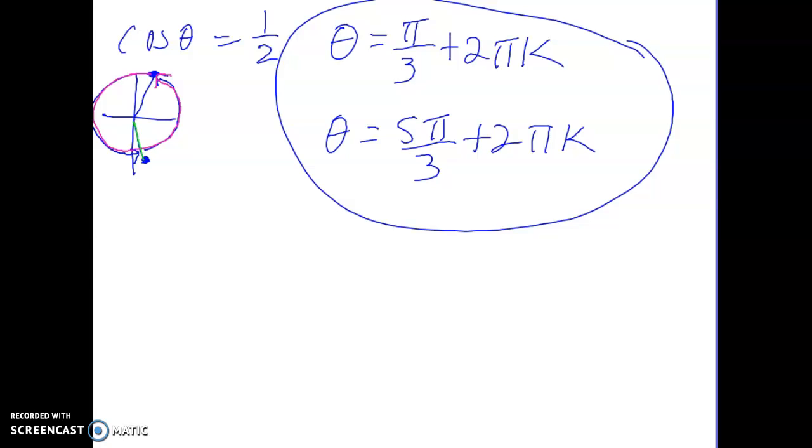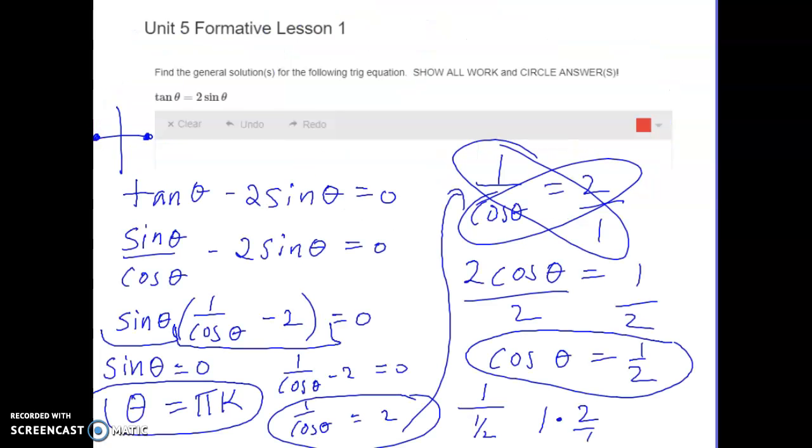Okay, with the previous solution over here, we're using pi k because the distance from 0 to pi and back to 0 again is the same distance. So I can find an infinite number of solutions by just adding pi to whatever angle I have.